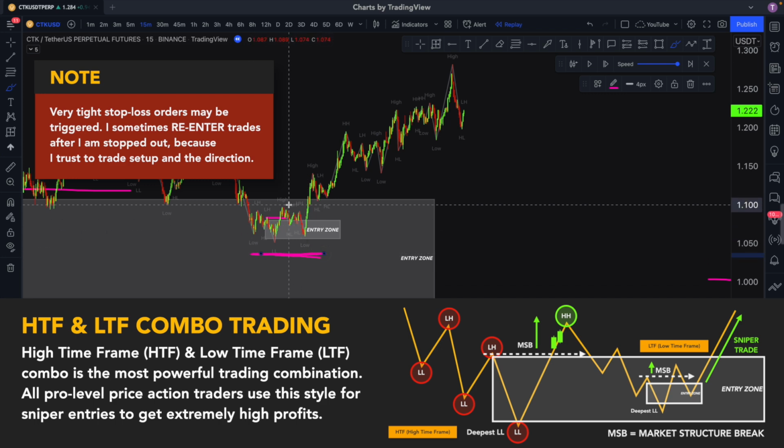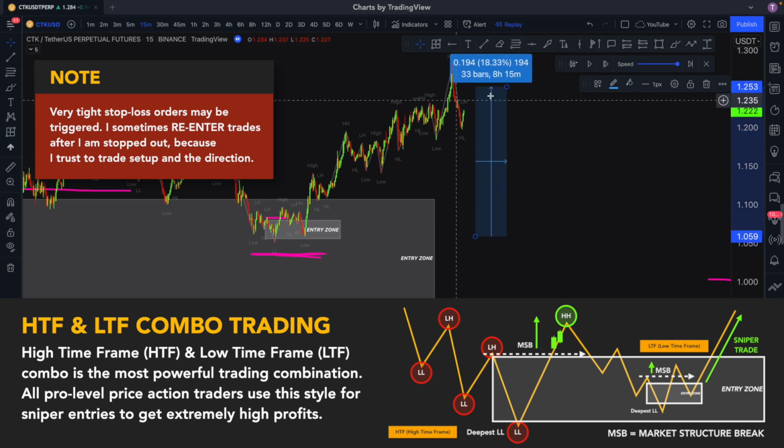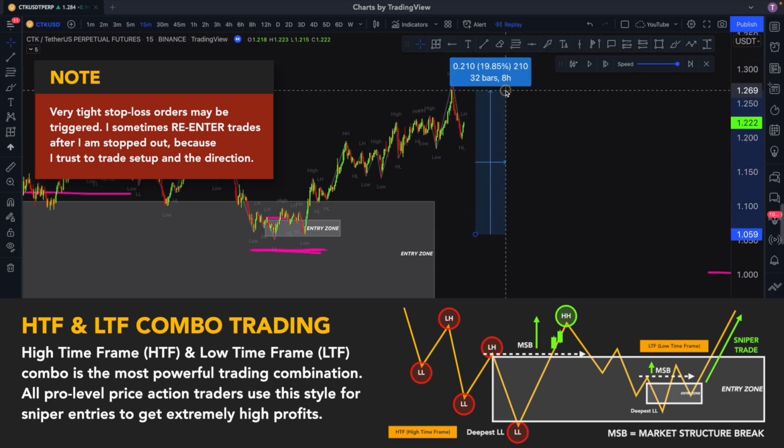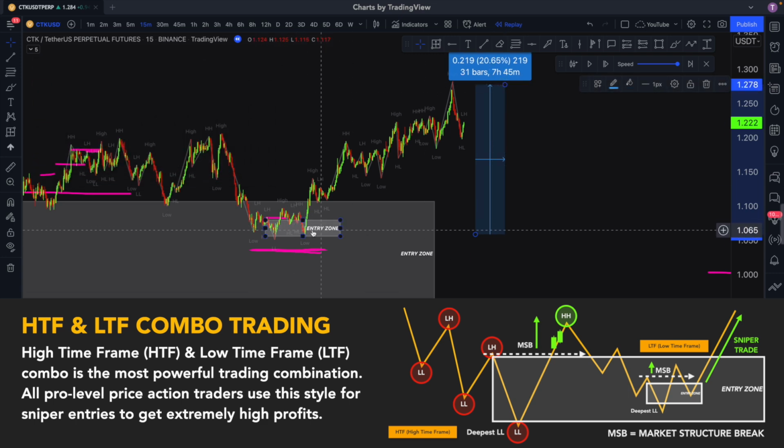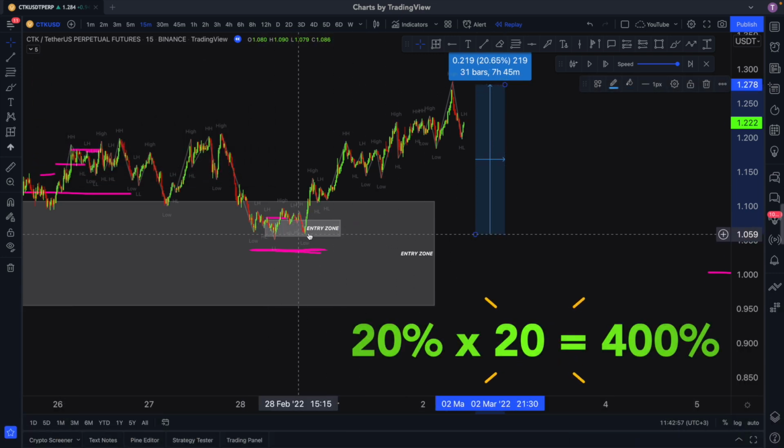Again, I am a reaction trader most of the time. I do not hold positions for so long. However, as you can see how powerful are the sniper entries. 20% gain. Crazy with 20 times leverage. You could have over 400% profit here.